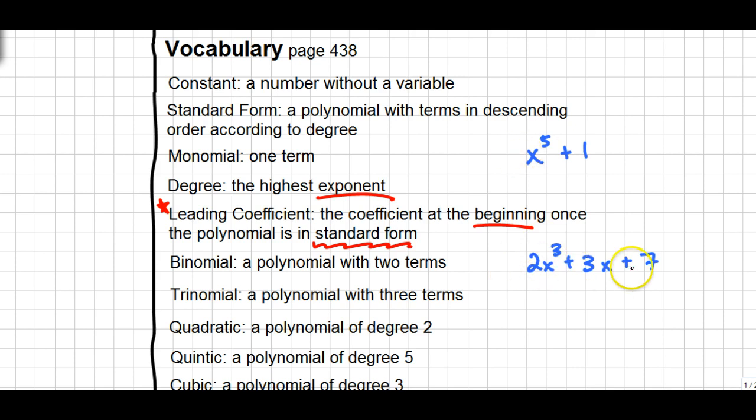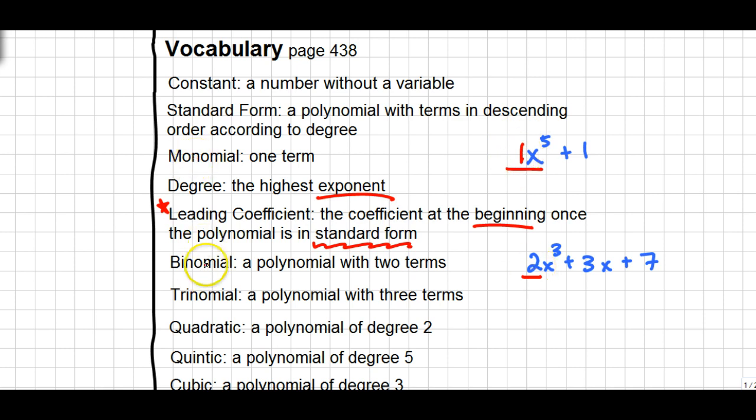So in our first example here, the leading coefficient is 2. Notice that 3 is a higher coefficient, and that's not the one we're looking for. We're looking for the one in that very first position. So 2 is the leading coefficient of this one. This one doesn't have a coefficient, so remember when there is no number listed, it's an invisible 1. So this one has a leading coefficient of 1, this one has a leading coefficient of 2.